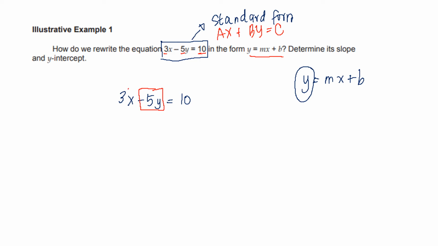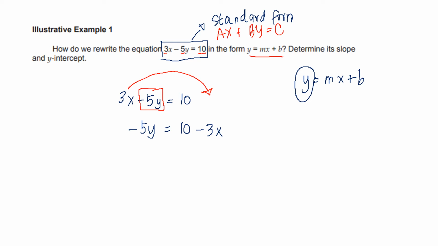And to do that, we need to transpose 3x to the right side, or simply subtract 3x from the left and right side. So we will have negative 5y is equal to 10, and when you transpose a value to the other side, then the sign needs to change. So this is positive, hence it will become negative here. Okay, so again, in this step, when we transpose the term with the x value, we change its sign. And then we have isolated y already.